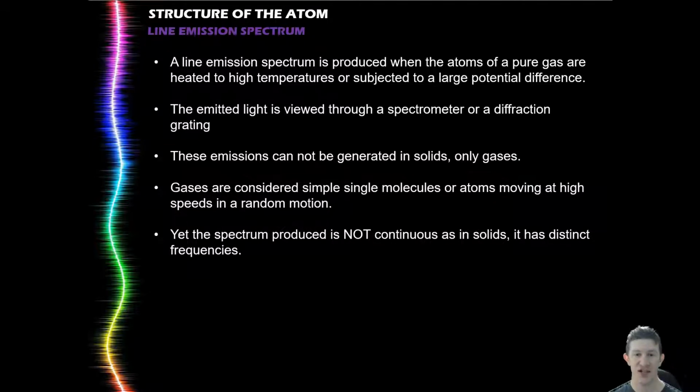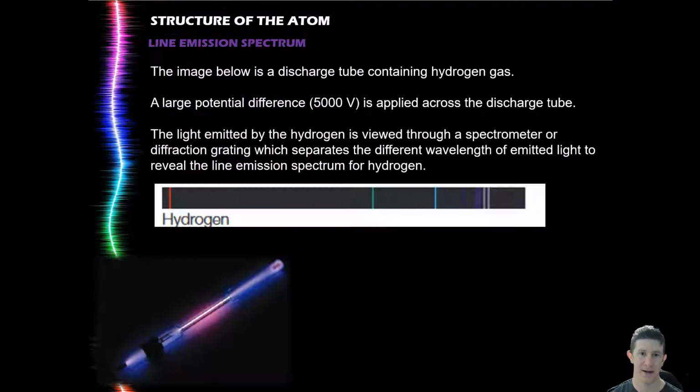These can only be generated in gases. We can't have it in solids. Only a gas can produce a line emission spectrum. One thing to note that we're about to see in some examples is that the emission spectrum produced is not continuous. So it's not like the filament globe we saw before. It has a whole range of frequencies from red all the way up to violet. In this case, the emission spectrum is very, very distinct frequency bands.